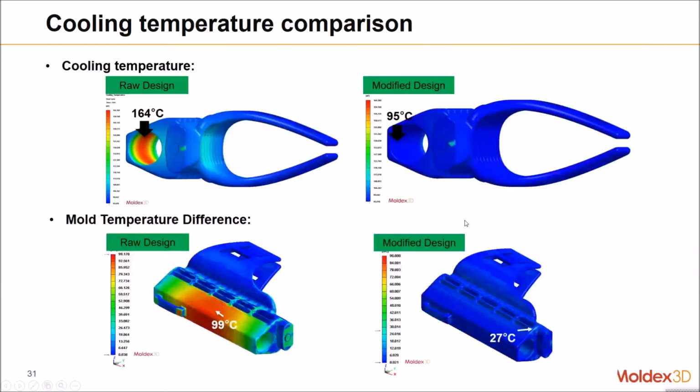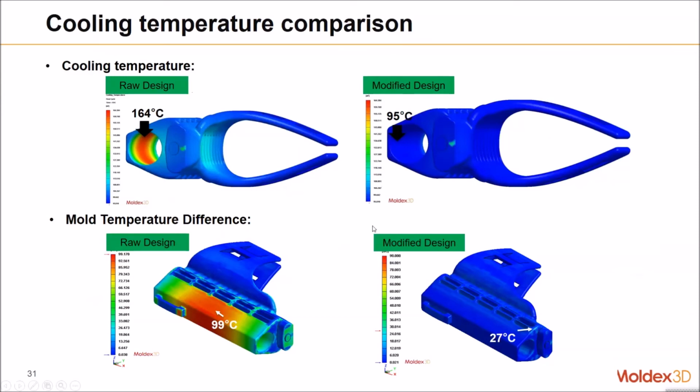Okay, so we compare the two designs to see the simulation results. So this is the cooling temperature of the raw design. The highest point is about 170 degrees C, and after we modify it, it decreased to 95 degrees C, and the temperature range also decreased.